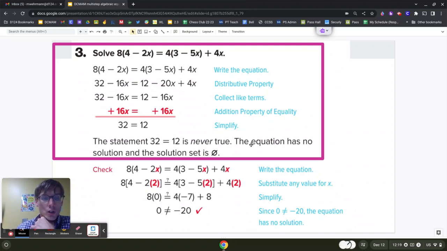Again, you could try it with another number. They tried it with 2 just to double check. They substituted x with 2. 4 minus 2 times 2 ends up being 0, right? 4 minus 3 times 4 times the quantity of 3 minus 5 times 2. 5 times 2 is 10. 3 minus 10 is negative 7. And plus a 4 times 2. So they have 8 times 0 equals 4 times negative 7 plus 8. And we end up with 0 equals negative 20, which is not true. So we put that little cross through there saying that there's no possible solution.